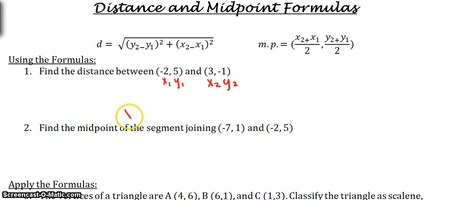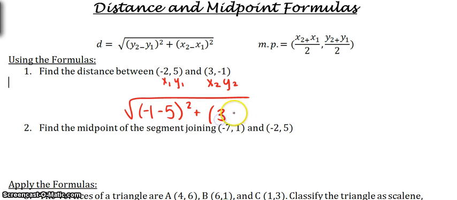And then all you have to do is plug them in. Take your y2, which is -1, subtract your y1, which is 5, and square it. Then add your x2 minus your x1, which is negative, so you're subtracting a negative. We all know that when we subtract a negative, it's actually like adding those.